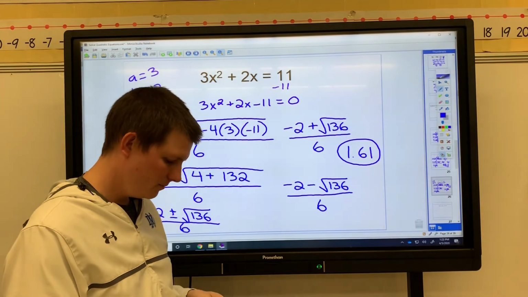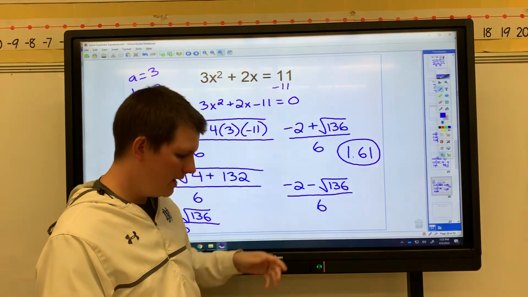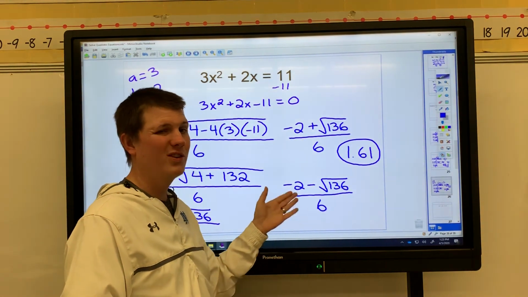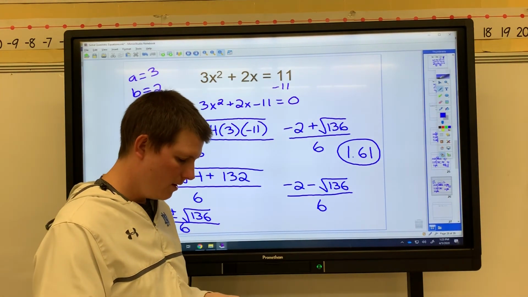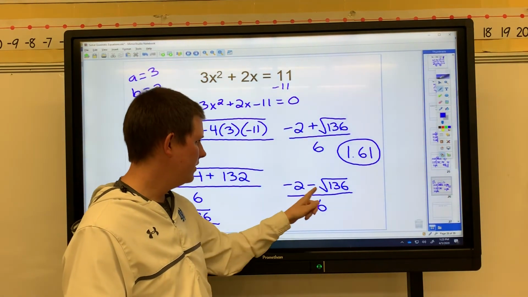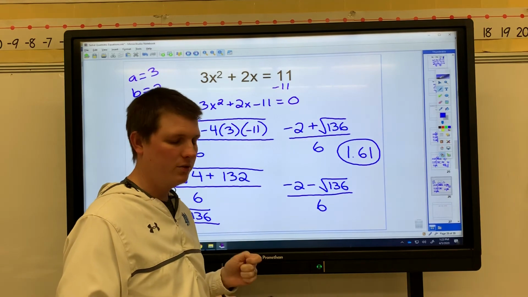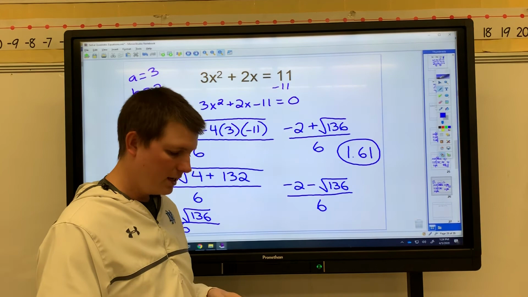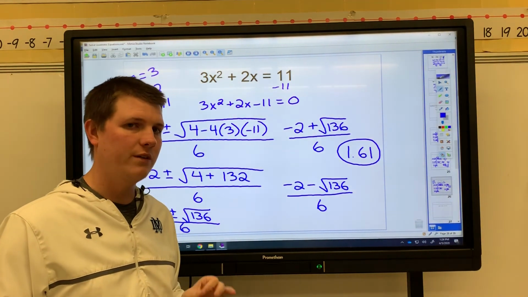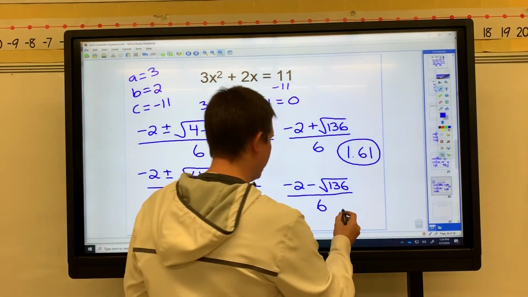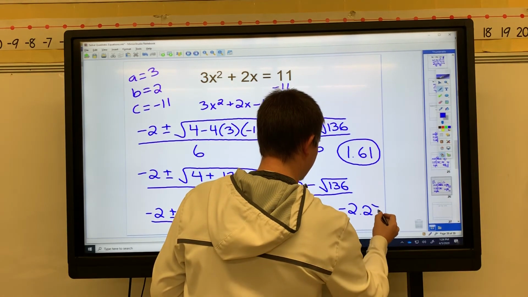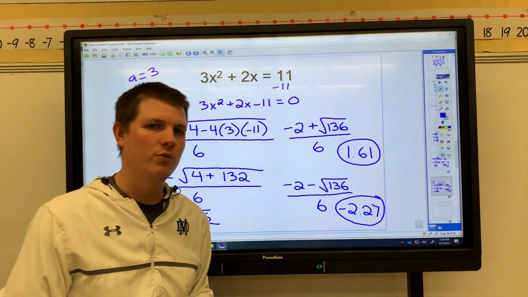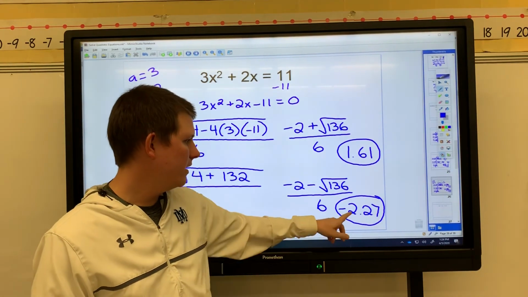Let's try the bottom one. Negative 2 minus, once again, you either have to do square root 136 or 136 then square root. But click equals after you do the top part. That should give you negative 13.66. Then divide by 6. Click equals again. Make sure you click equals after each part. And you should get negative 2.27, or negative 2.28 if you round correctly. I did that wrong. Should be negative 2.28.